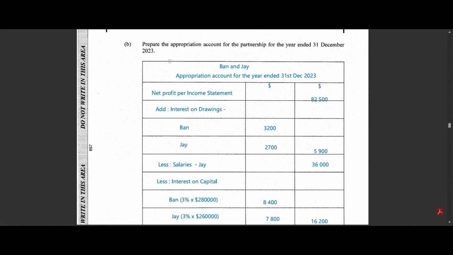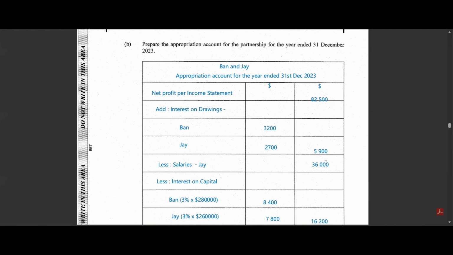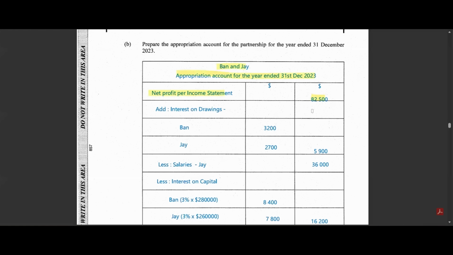Now, part B, prepare the appropriation account for the partnership for the year ended the 31st December 2023. Alright guys, and this would have been worth 6 marks. Let's check it out. You're going to start up the name, Ban and J, and the appropriation account for the year ended the 31st December 2023. You guys know, the appropriation account is used to show how the profits will be shared amongst the partners. So we can start with net profit per income statement, which we calculated just above, which gave us a value of $82,500. There we have it.